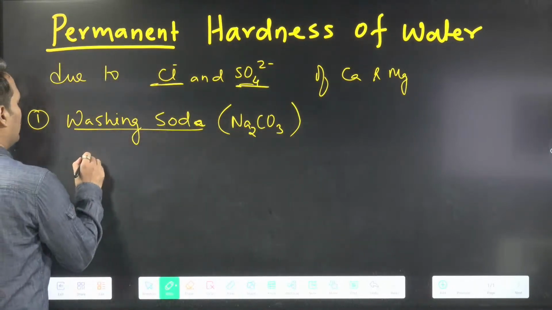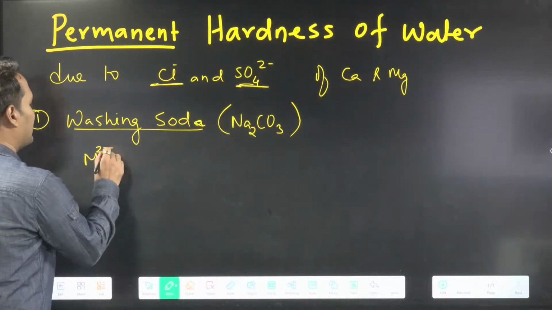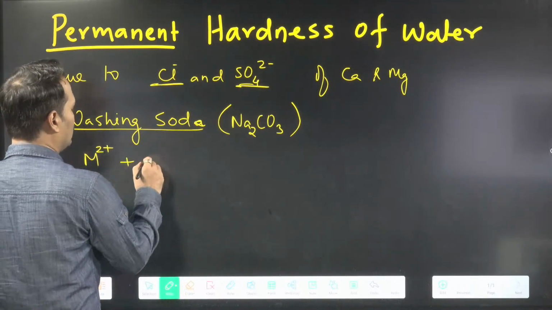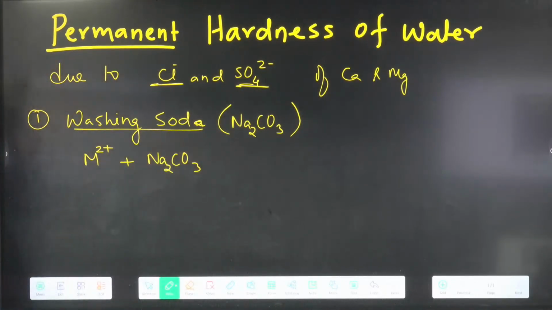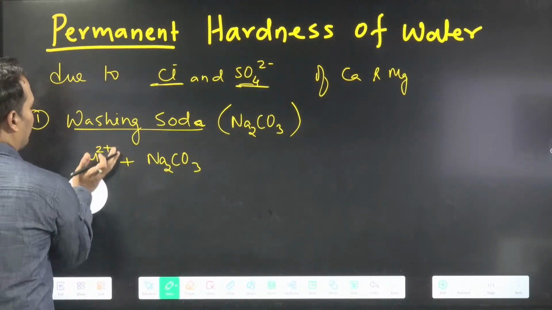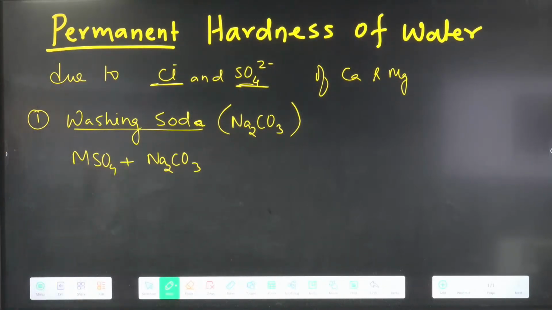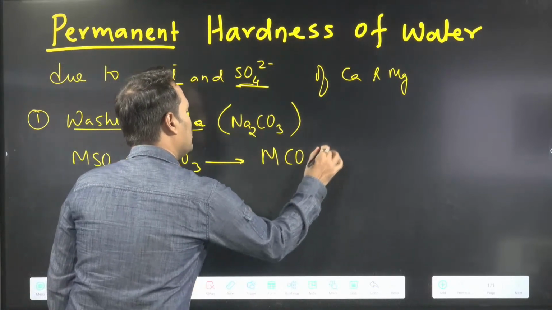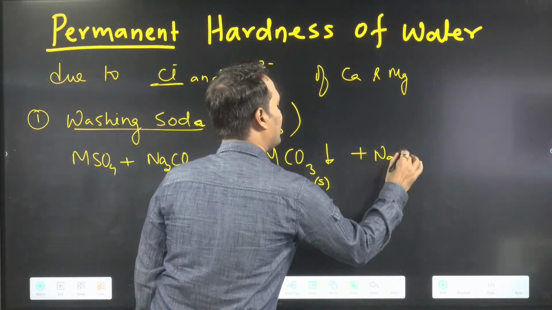Okay, listen everyone. Suppose M2+ is the metal, which is calcium or magnesium. What we will do now is put Na2CO3. We are talking about chloride or sulfate, so you can take anything, your choice. First time I am taking sulfate. So what will happen? You will get a precipitate of MCO3, and you will have Na2SO4.